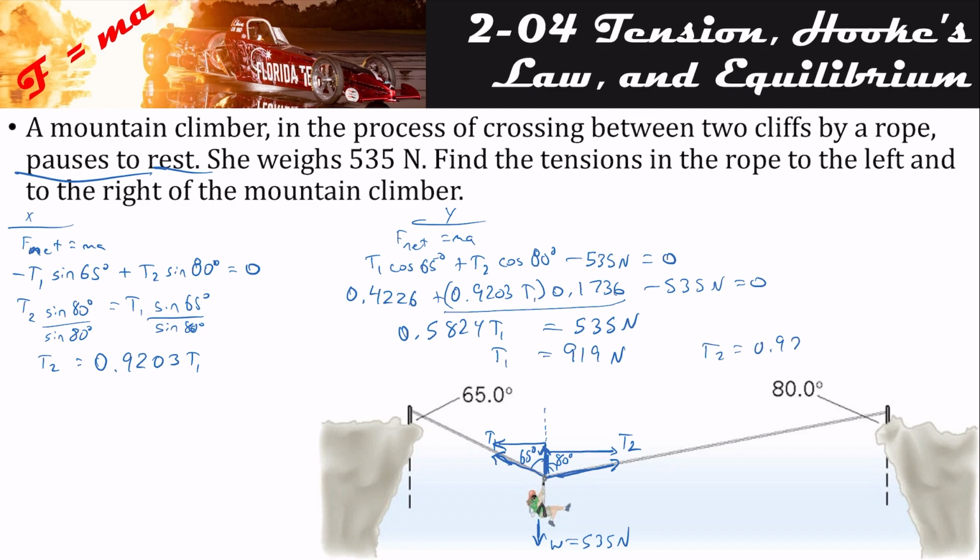T2 is 0.9203 times T1, so T2 is about 845 newtons. So when we're at different angles, the tensions are different. The previous problem with the stoplight, the angles were the same and the tensions were the same. But different angles, different tensions.